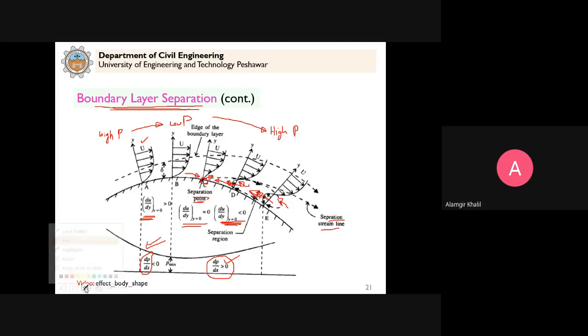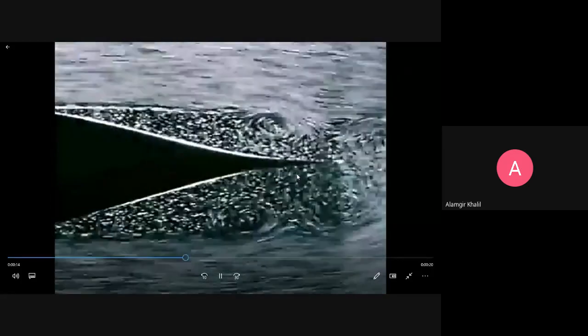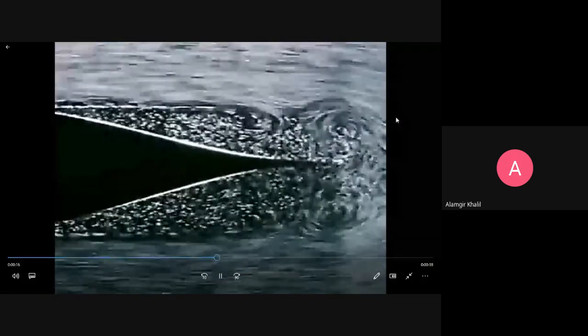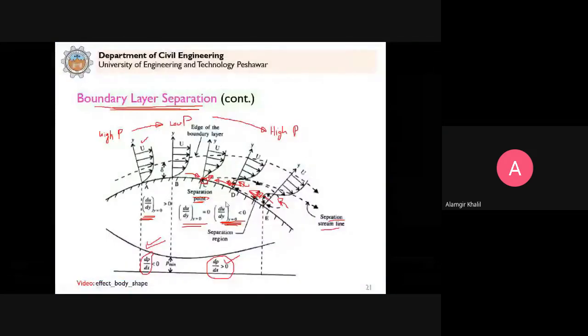If I show you again, you can see here the point of separation is not constant. You can see here the body, now the shape is curved, separation takes place, and you can see the separation moves. See the separation, it moves. So it depends on the different flow conditions. This is the mechanics behind why we have boundary layer separation.